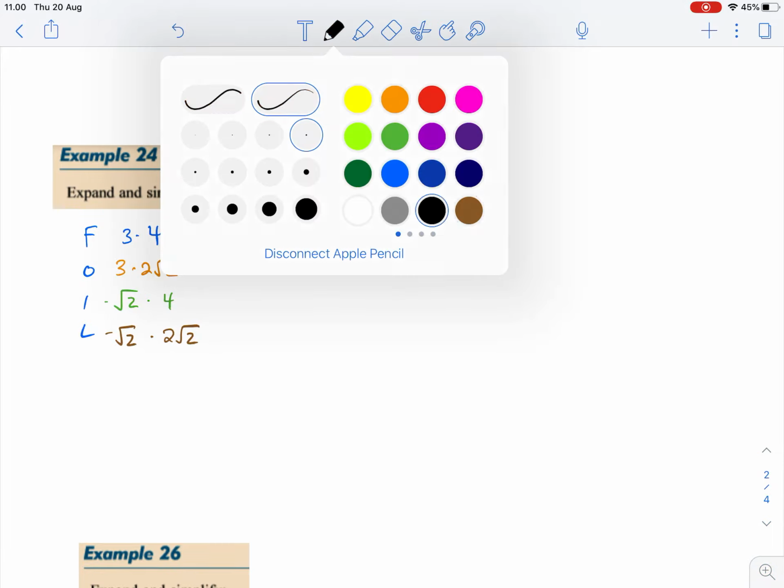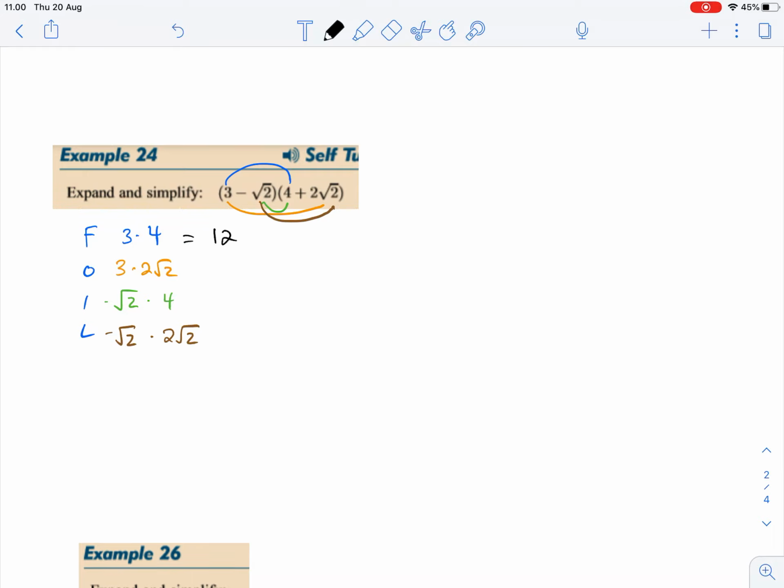All right, now I'm going to simplify each of these. So this is equal to 12. This is equal to 6 times root 2. This is equal to negative 4 root 2, I'm going to put the 4 in front of the root sign, and that should be a negative because that's a negative right there. And this last one, this is like a 1 here, negative 1 times 2 is a negative 2, square root of 2 times square root of 2. That simplifies to just 2. Remember, square root of 2 times square root of 2 equals 2.